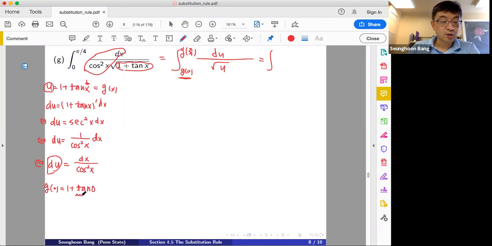So what is tangent of 0? Do you know that? Could you write your answer on the chatting board? What's tangent of 0? Do you remember? You want to really be careful.